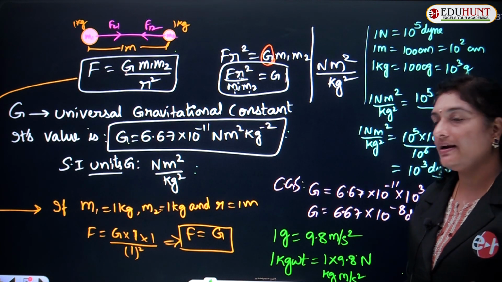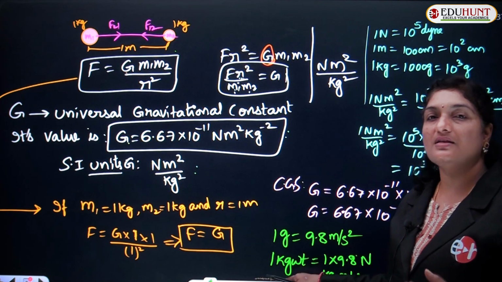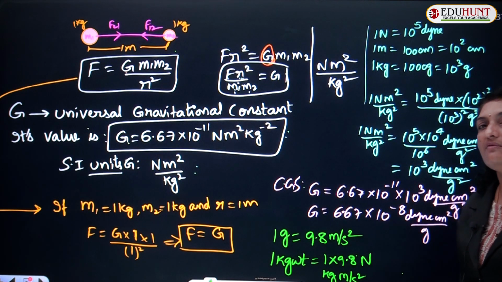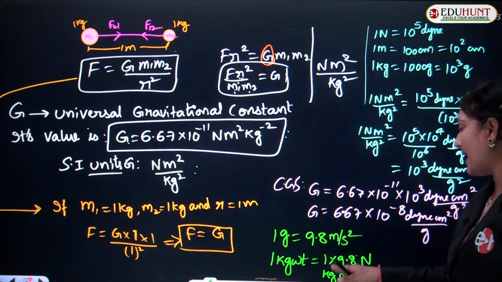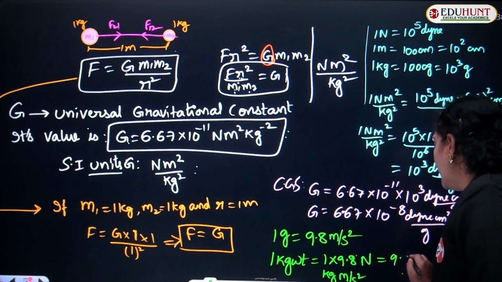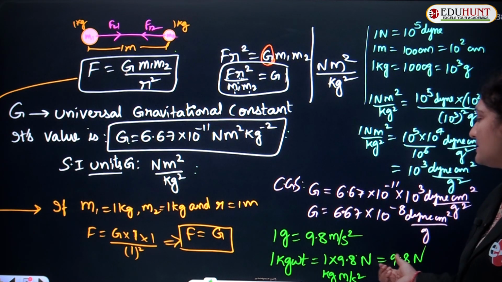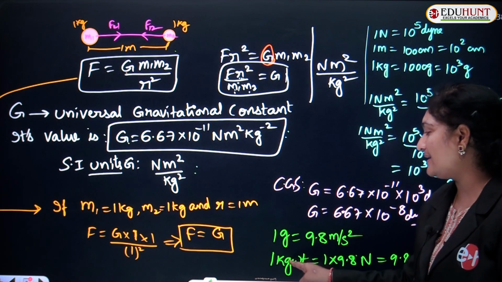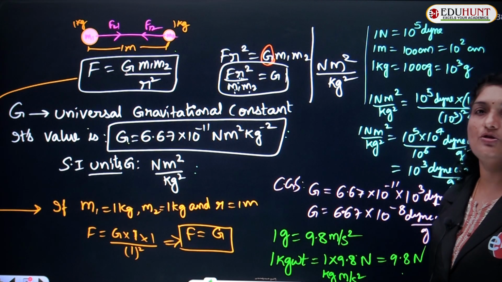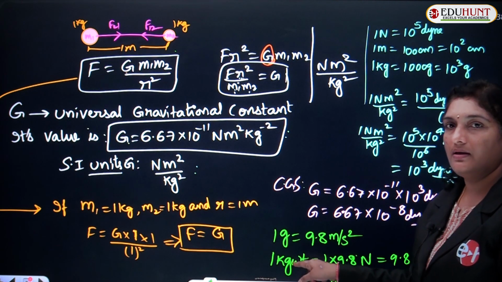Also remember, children, you need to know one more relation, that is 1 kg weight. What exactly is 1 kg weight? Always remember the value of 1 kg weight as 9.8 Newton. Here 1 kg indicates mass, and g indicates acceleration due to gravity. So, 1 kg weight indicates mg.